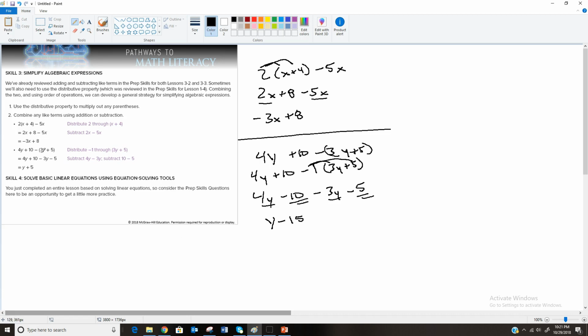15. I've done something wrong because I have a different answer than they do. Oh, I've changed this sign right here by accident. That was supposed to be a plus 10. So it's not minus 15, it's actually a positive 10 minus 5 would give us a positive 5.